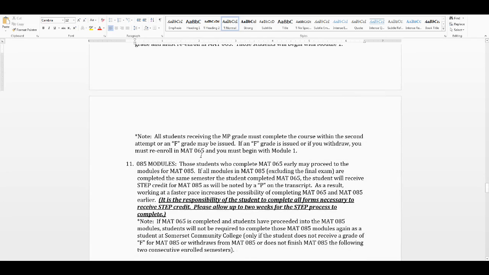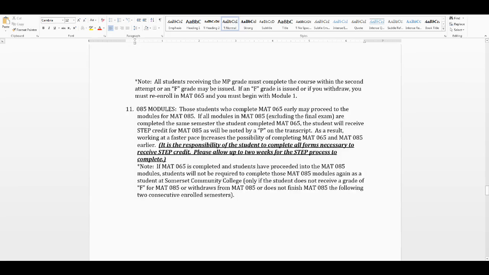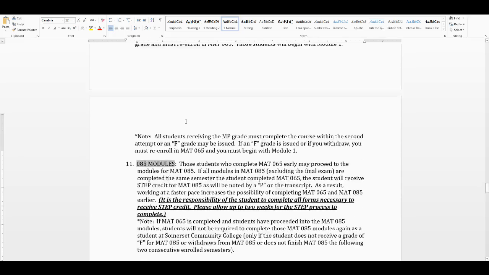Now, if you do finish 55 or 65 early, you may proceed into the next class modules this summer. So for example, you're in Math 65 and you finish that one early, you can proceed into the Math 85 modules. Now, if you finish all of the 85 modules this semester after you finish 65, you're not required to take the final exam, no matter when you finish it, even if it's after July the 20th.